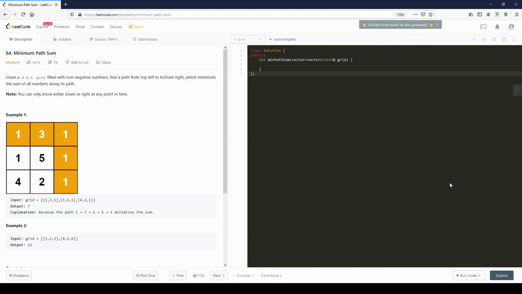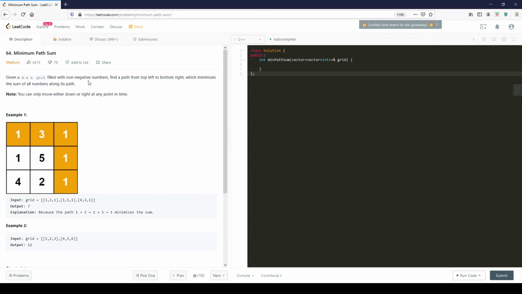So it says, given an m by n grid filled with non-negative numbers, find a path from top left to bottom right, which minimizes the sum of all numbers along its path. Well, what is it without them putting words between? Well, what happened to the? What's up with these LeetCode descriptions?